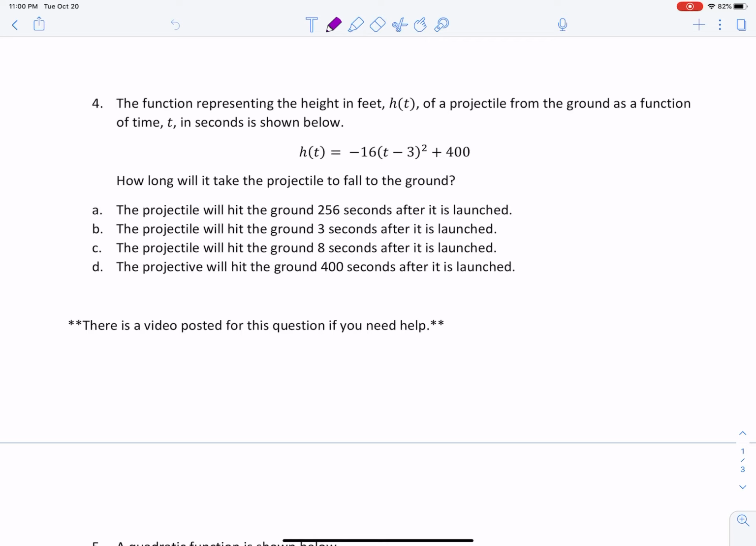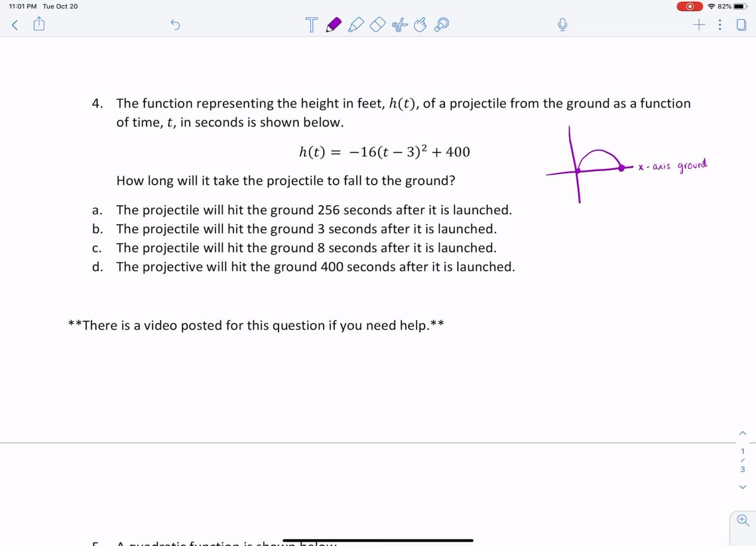So this is the function representing the height in feet, h of t, of a projectile from the ground as a function of time t in seconds, shown below. A projectile is something that's shot. So basically what we have going on is we have a graph. Something was shot from the ground level, so the x-axis is like the ground. It was shot, and then gravity eventually brought it back down to the ground, okay? So we have a projectile that started on the ground, came back to the ground, okay?